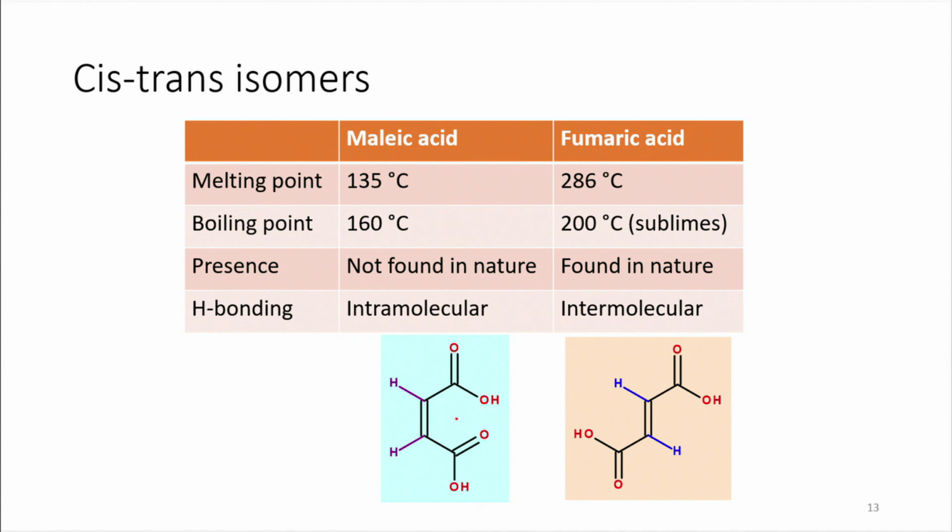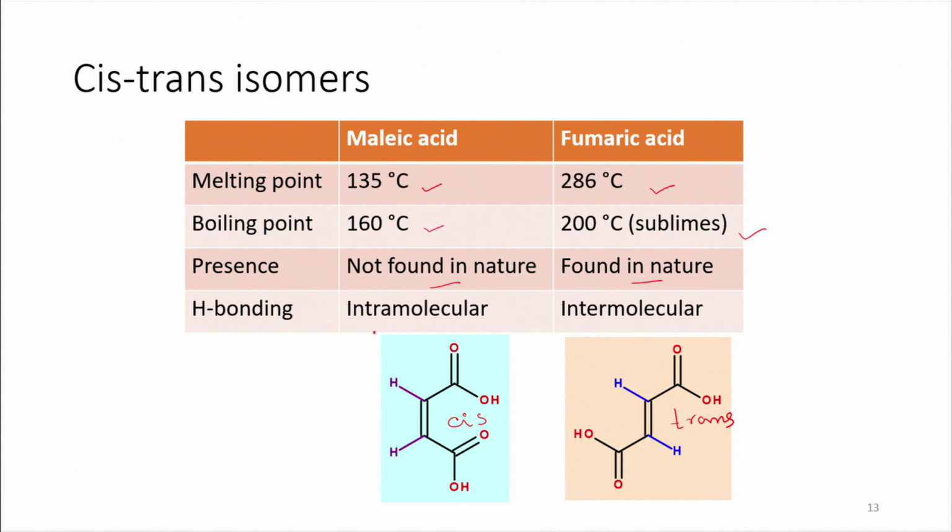We have a cis isomer and a trans isomer. Here the cis isomer is a dicarboxylic acid, that is maleic acid. It has a melting point of 135, whereas fumaric acid has a very high melting point of 286. If you look at the boiling point, the cis isomer boils at 160 degrees centigrade, whereas the trans isomer boils or sublimes at 200 degrees centigrade. And this cis isomer is actually not present in nature, whereas the trans isomer is present in abundance in nature.